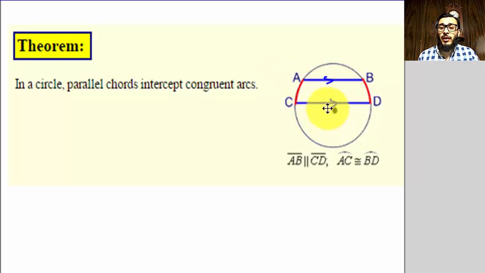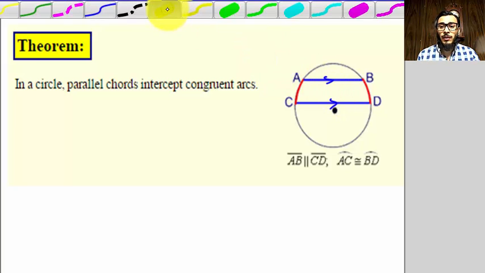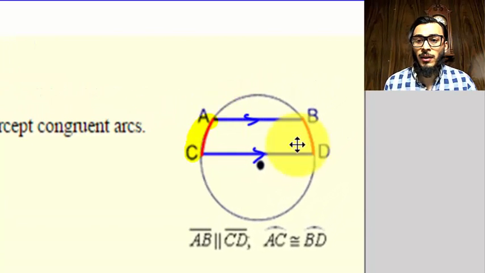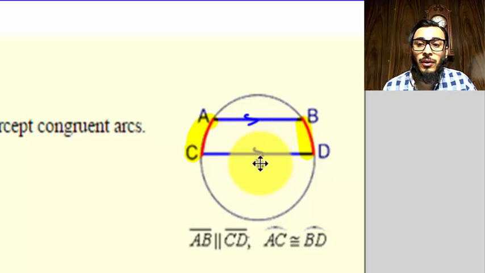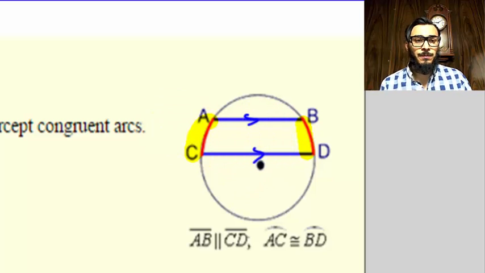The theorem essentially says that if you have parallel chords, which these lines are, and a chord is just a line that connects 2 points on the circle, then parallel chords intercept congruent arcs. So these two lines are parallel to each other. Therefore, arc AC is congruent to arc BD. These two arcs measure the same because these two chords are parallel to each other.